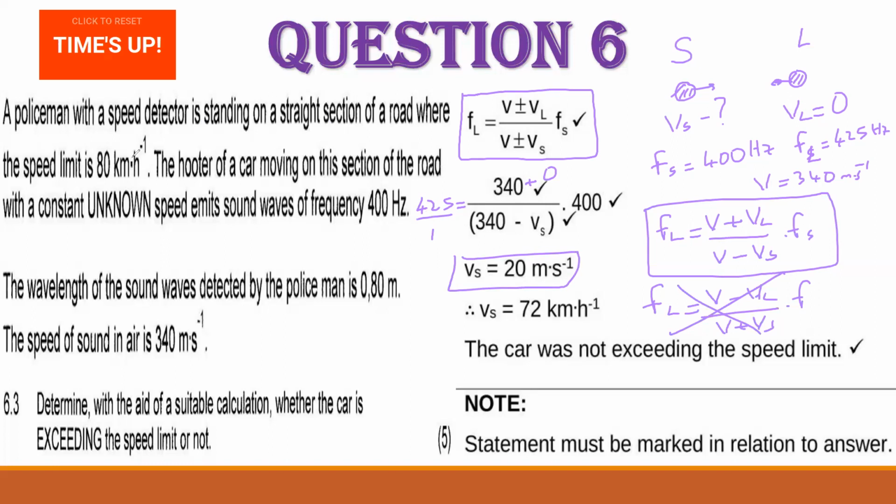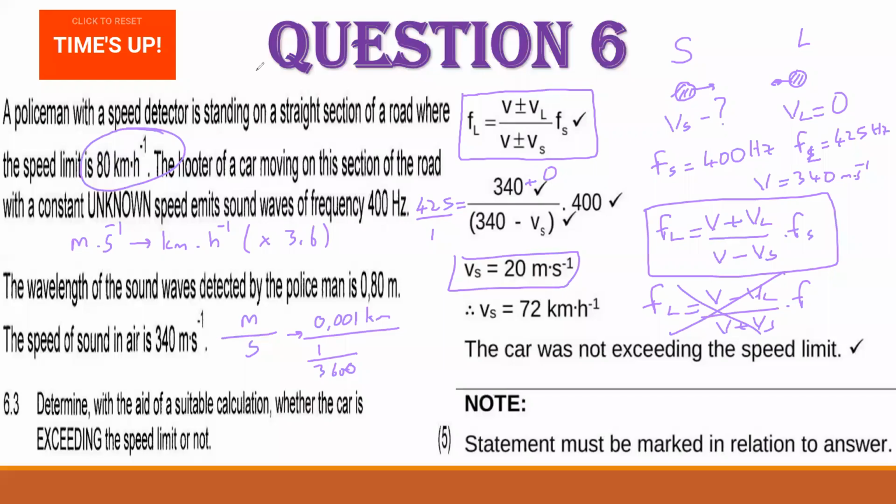But our speed limit is in kilometers per hour. So from meters per second to kilometers per hour, I should calculate. How can I calculate? Times by 3.6. Why 3.6? Because when you calculate kilometers per hour, meters to kilometers you divide by 1,000, and then seconds to hours.